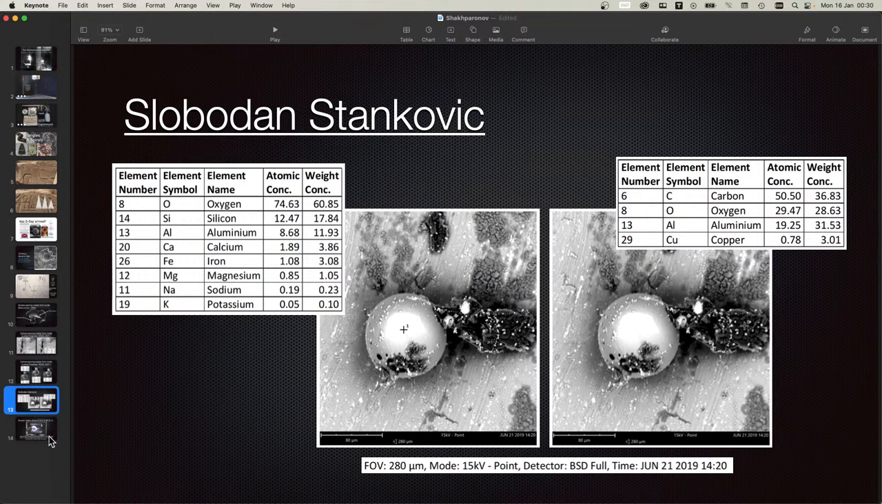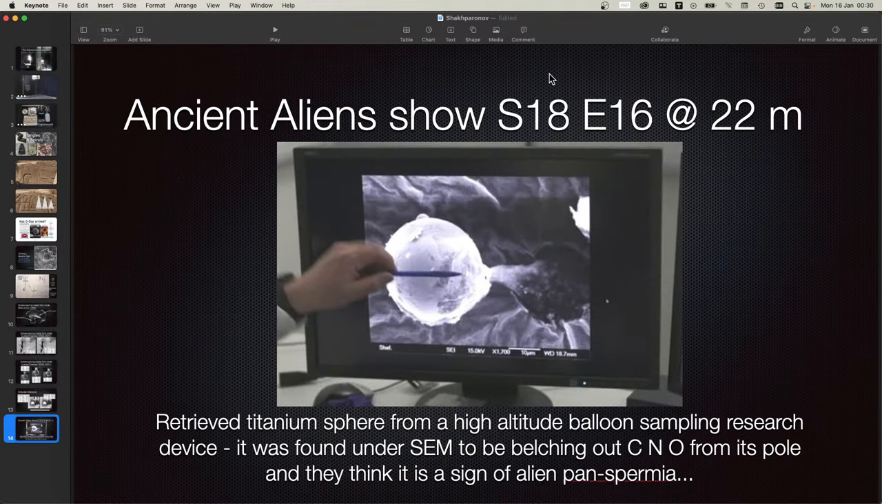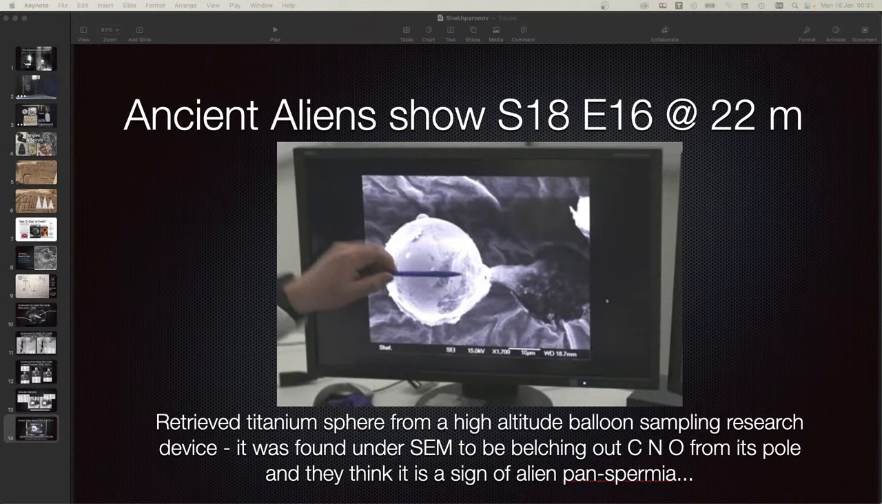And just for laughs, there is this Ancient Aliens show, series 18, episode 16 at 22 minutes, where they put up a high altitude balloon and they found these spherical things that they sampled with this sampling atmospheric balloon, and they found under SEM that it was belching out carbon, nitrogen, oxygen from its pole, right? And they think that this is a sign of alien panspermia. It's not alien panspermia. This is an exotic vacuum object, likely formed in the atmosphere, quite likely formed by lightning, and it's doing this, okay? And, you know, there we go.